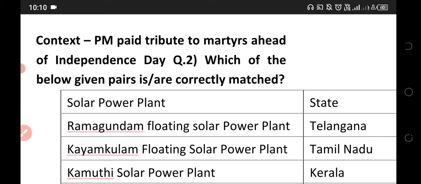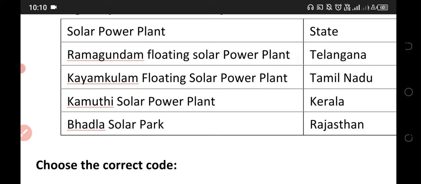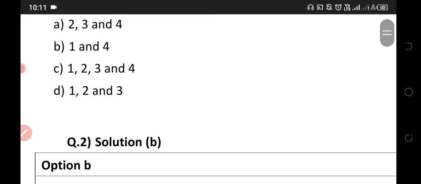Next question: which of the following pairs is correctly matched? One side is the solar power plant, the other is the state. 1. Ramagundam floating solar power plant, Telangana. 2. Kayampulam floating solar power plant, Tamil Nadu. 3. Kumuthi solar power plant, Kerala. 4. Badla solar power park, Rajasthan. Which are correct? Only 1 and 4 is the right answer.